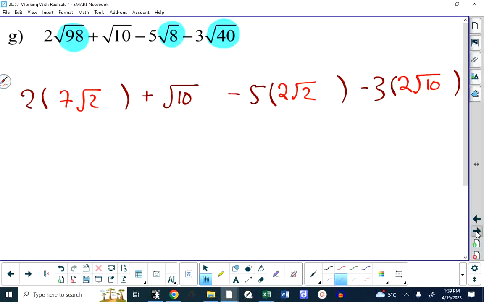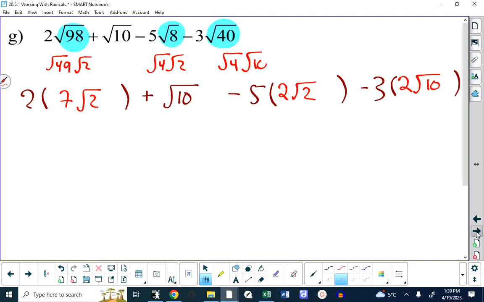The better you are with your math facts, like 49 is a perfect square, and 25 is a perfect square, and 4 is a perfect square, the easier it will go. The root 98 is root 49, root 2. The root 8 is root 4, root 2. The root 40 is root 4, root 10. So the square root of 49 is 7, the square root of 4 is 2, the square root of 4 is 2, and that's what we have.